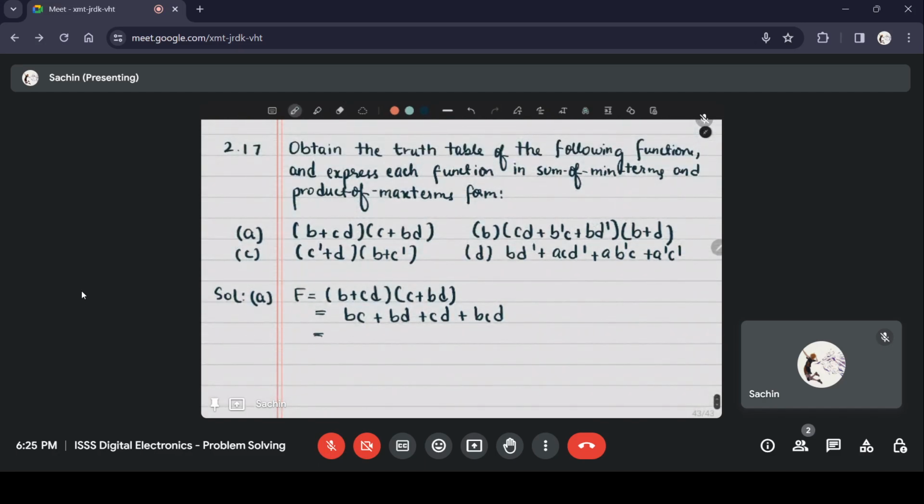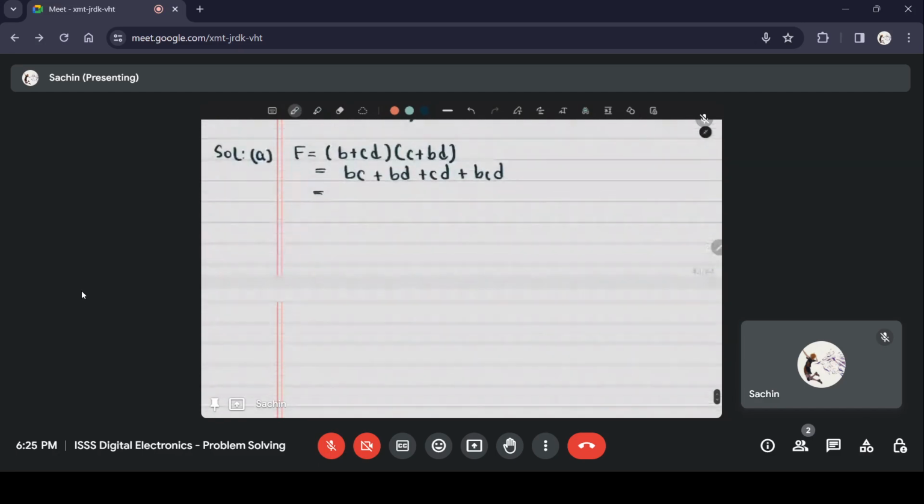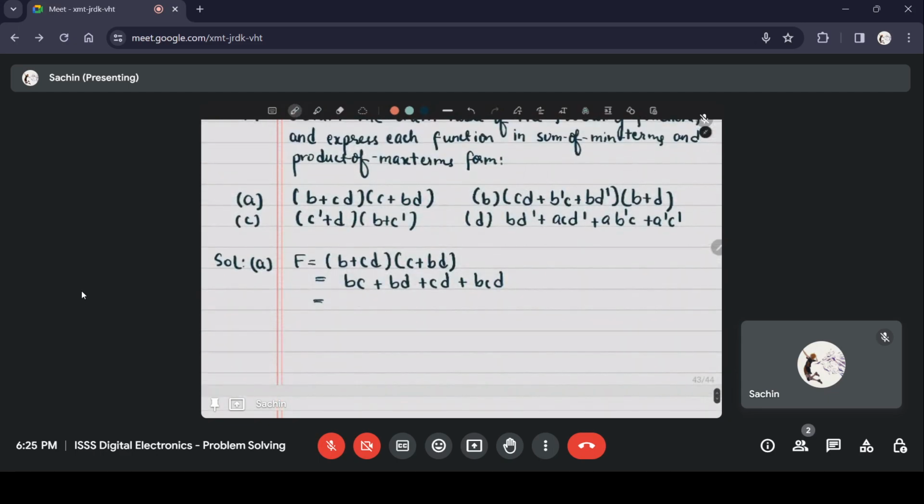And to write it in sum of min terms form, what you do is you introduce each of the variables in each term. So the first term has only BC, so you have to introduce D somehow. To do that, you can multiply that term by D plus D prime. Since D plus D prime is 1, the term won't change. You do the same thing with the other terms also.